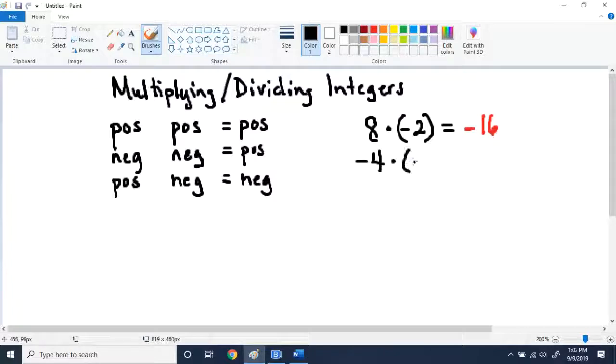Negative 4 times negative 3. The sign in front of the number for both is negative, so our answer is going to be positive. 4 times 3 is 12.